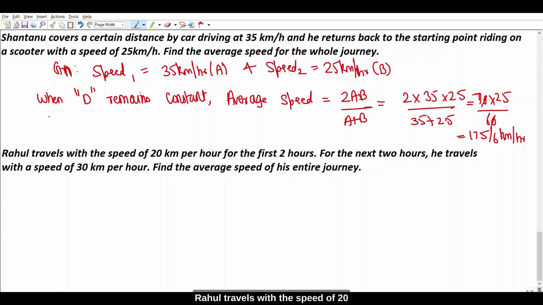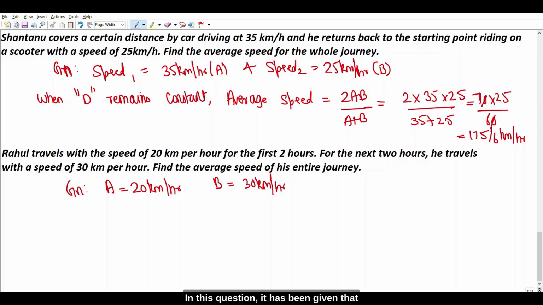Rahul travels with the speed of 20 km per hour for the first 2 hours. For the next 2 hours, he travels with the speed of 30 km per hour. Find the average speed of his entire journey. So from the question we find that speed 1, that is A, is equal to 20 km per hour, and speed 2, B, is equal to 30 km per hour. We need to find whether distance or speed or time remains constant in this question.